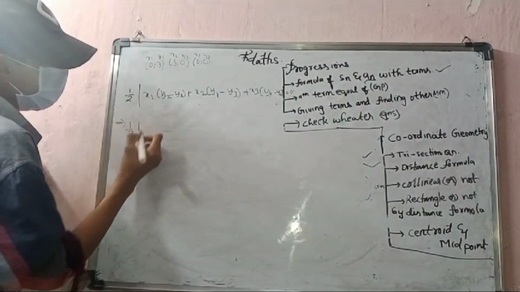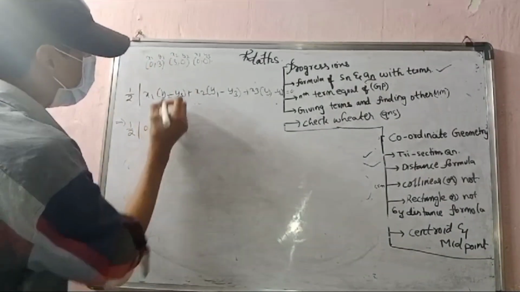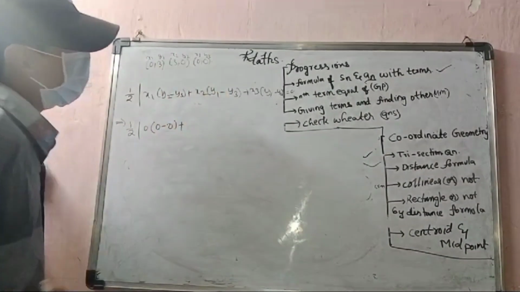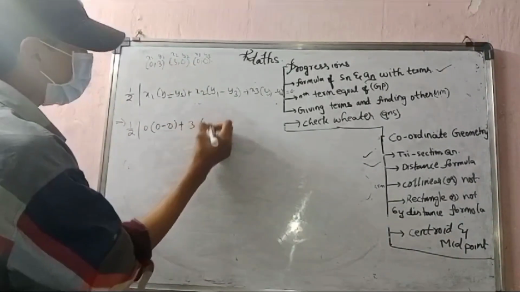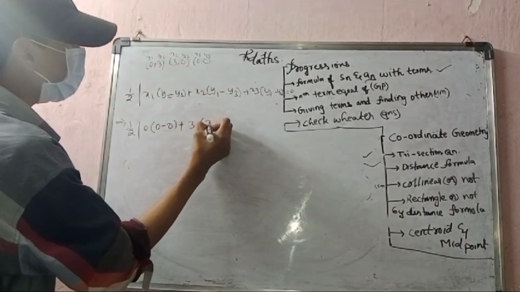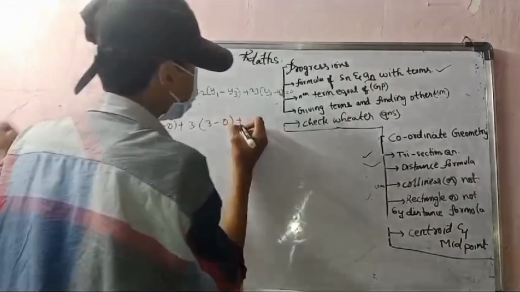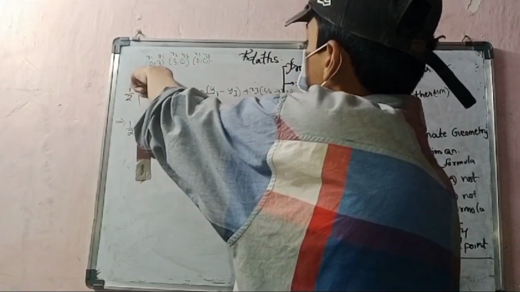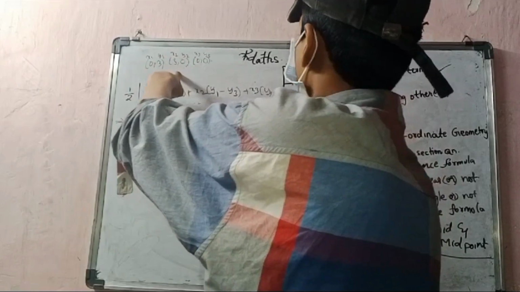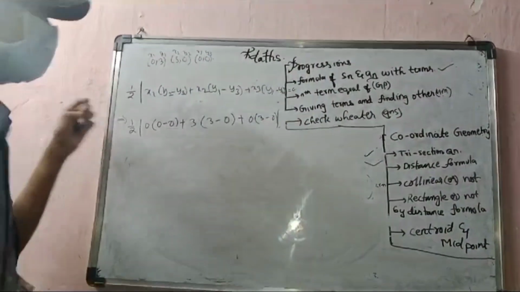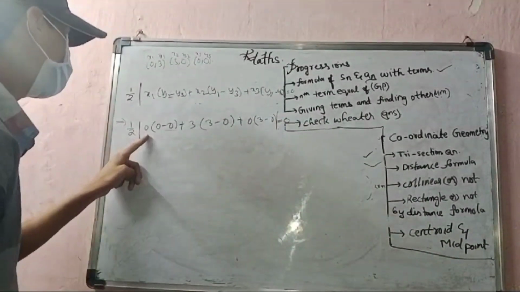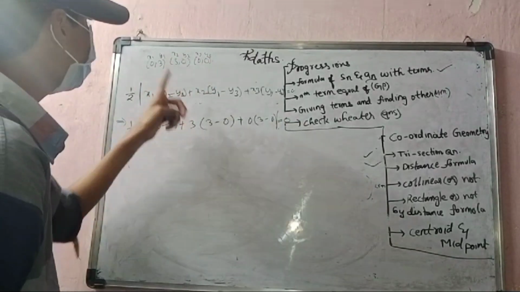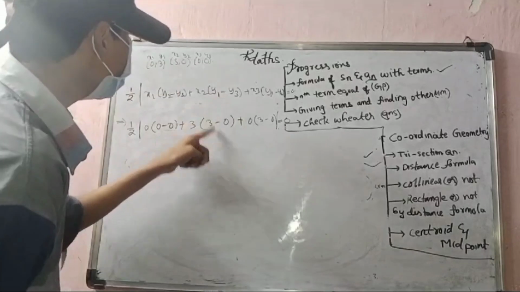So 1 by 2 into x1. What is x1 here? 0. Into y2 0 minus y3 0, plus x2. x2 is nothing but 3, into y1, which is 3, minus y3, which is 0, plus x3, which is 0, into y1, which is 3, minus y2, which is 0. Just check we have done it correctly or not. x1 is correct. y2 is correct. y3 is correct. x2 is 3, correct. y1 is 3, correct.